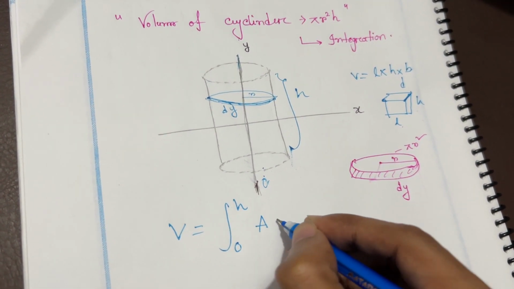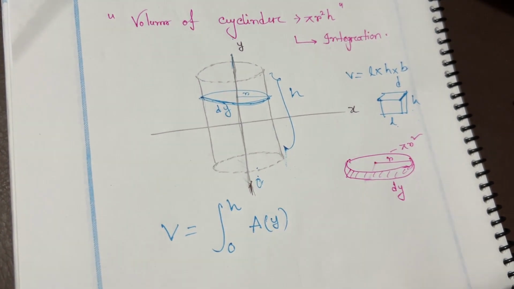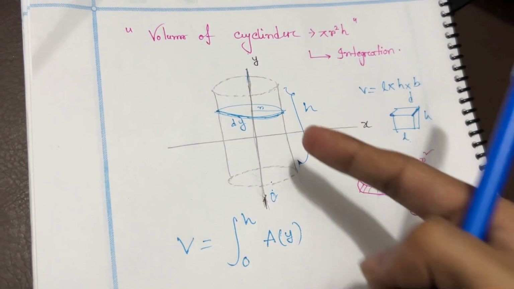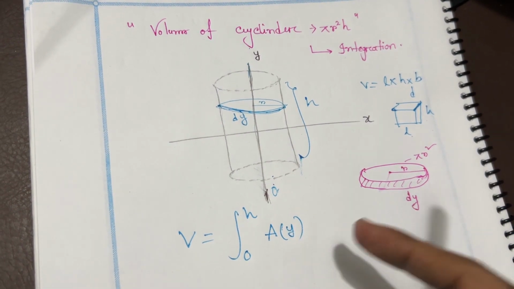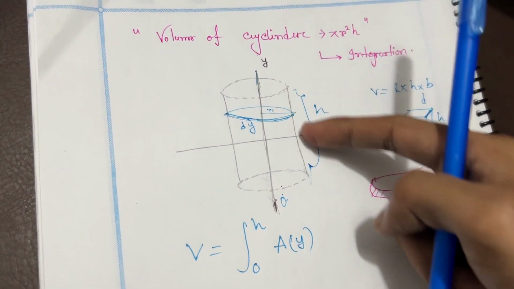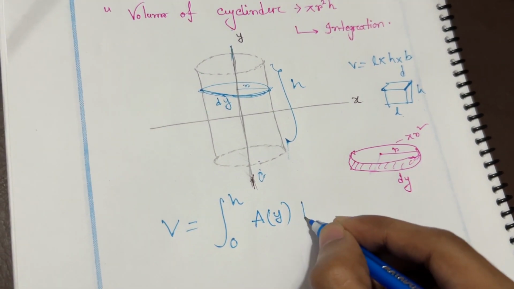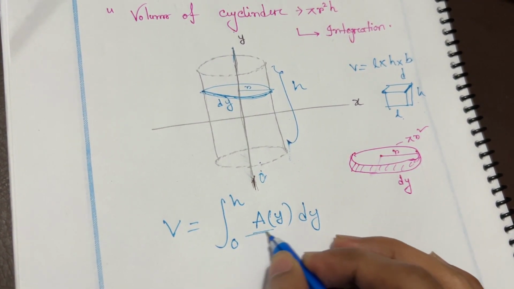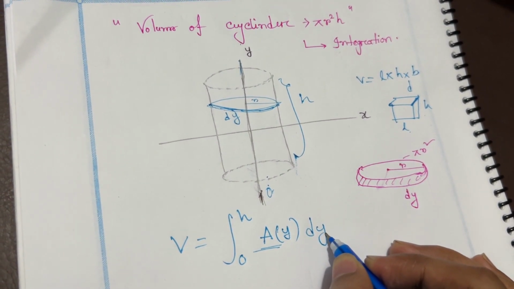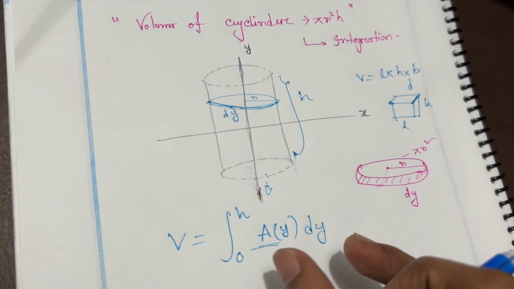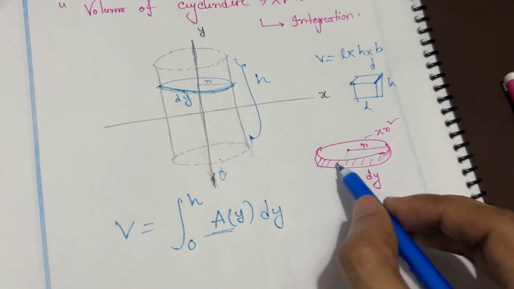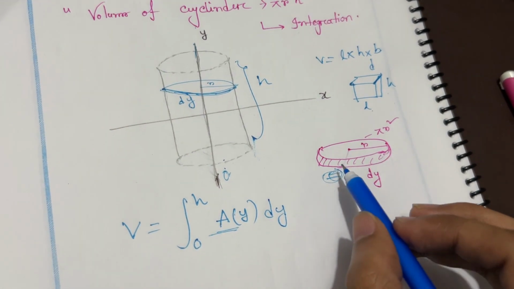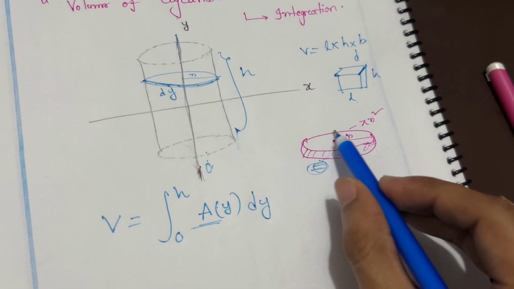So we are already getting the A of y, because it is along the y-axis. In the previous example, it was along the x-axis, but here we're integrating along the y-axis. So A(y) dy, A(y) is the area here, and dy is the depth. Area times depth is actually the whole volume of each individual disk. So each individual part. So this is one part.